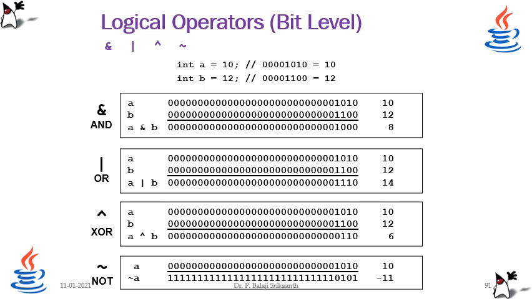The bitwise operators: the ampersand represents AND, the pipe represents OR, the caret represents exclusive OR, and the tilde represents NOT. A is equal to 10 and B is equal to 12. It is represented in binary form like this: 1 0 1 0 1 1 0.